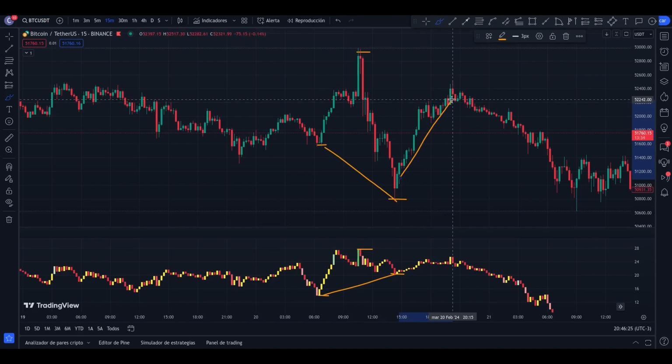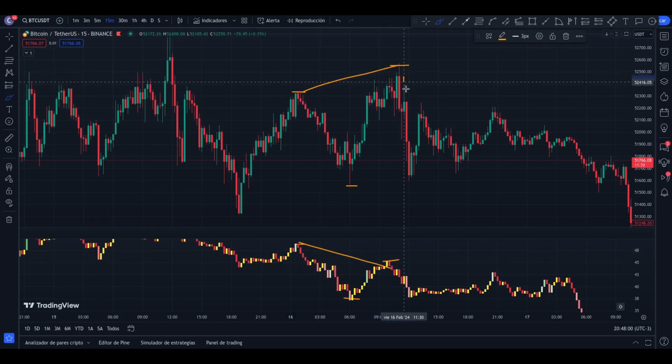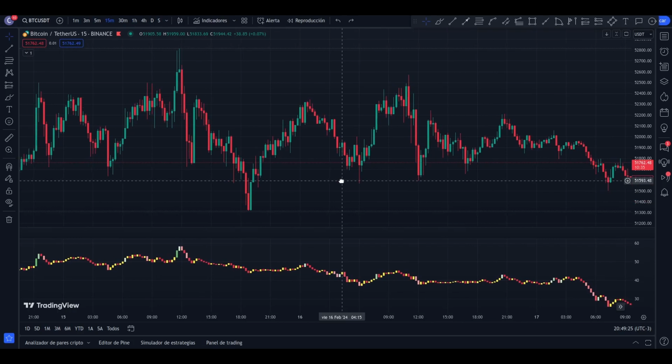Let's look at another example. In this case, with two maximums in the price. If we compare with the CR volume, the second maximum is lower than the first. This tells us that the price is rising with lower volume, and it is likely that the price will begin to fall.